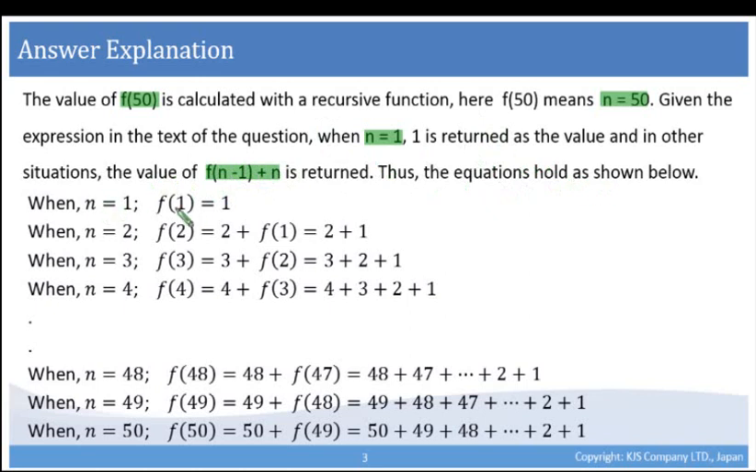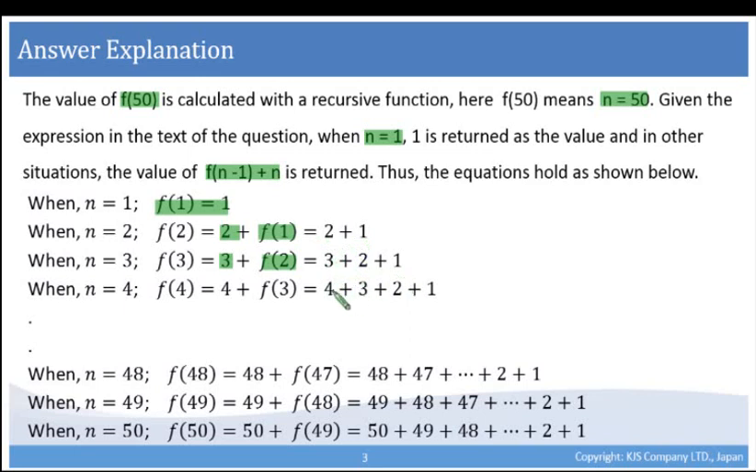So, when n equals 1, we said f of 1 is equal to 1. When n equals 2, f of 2, we have our value for n plus f of n minus 1, so f of 1. So this is equal to 2 plus 1. When n equals 3, we have 3 plus f of n minus 1, so f of 2. F of 2, we've defined up here, is equal to 2 plus f of 1, which is equal to 2 plus 1. So we can write this as 3 plus 2 plus 1.